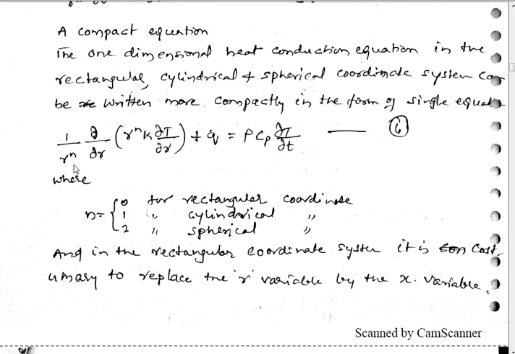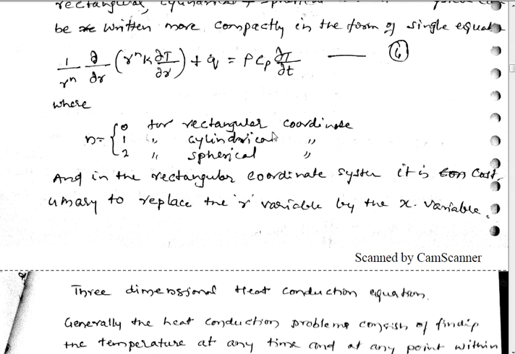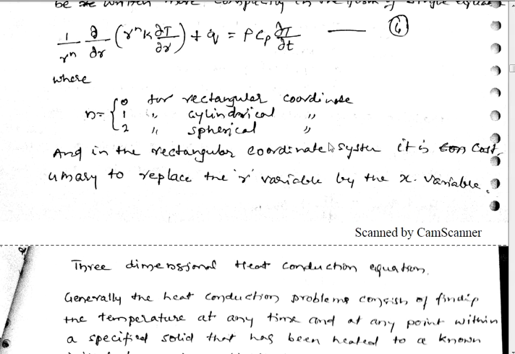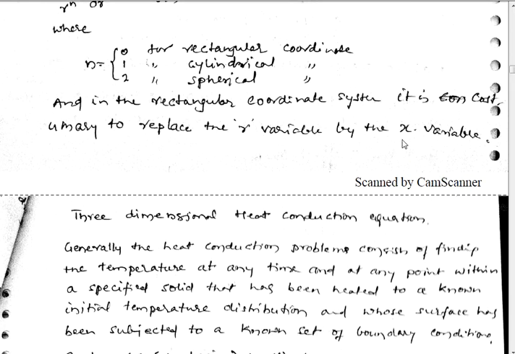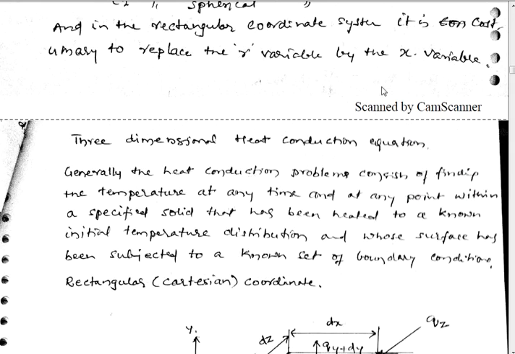That common equation is 1 by r raised to n ∂/∂r of (r raised to n k ∂T/∂r) plus q dot is equal to rho cp ∂T/∂t, where n is equal to 0 for rectangular coordinates, n is equal to 1 for cylindrical coordinates, and n is equal to 2 for spherical coordinates. Then by substituting that, this equation will be modified: for rectangular, r will be replaced with x, and for cylindrical and spherical it remains as the radius r.